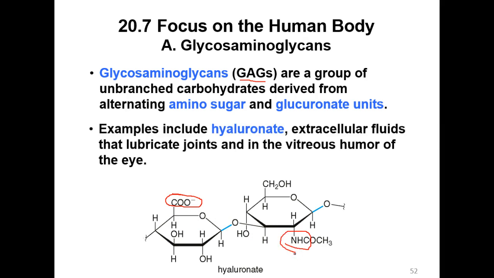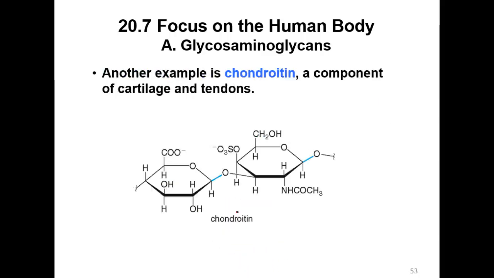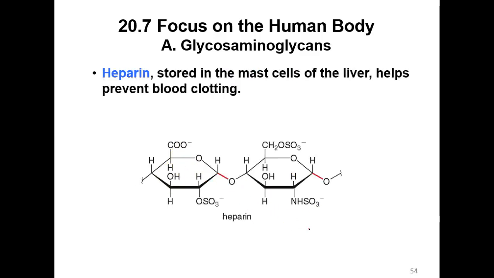These are sugars that are kind of bound into cells. Here's an example of a very common one in our bodies that's responsible for lubricating our joints. Chondroitin is another one. This is a more common one, found in our cartilage and tendons. Someone probably has a grandparent who takes chondroitin along with their vitamins to alleviate some knee, elbow or shoulder pain. Again, you can see our nitrogen group in there.